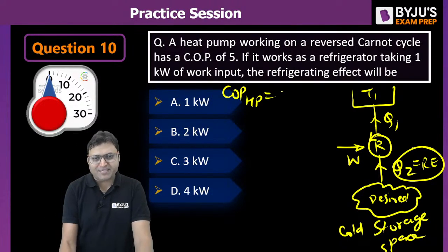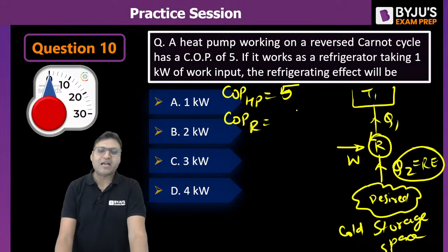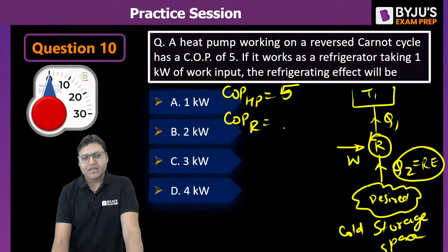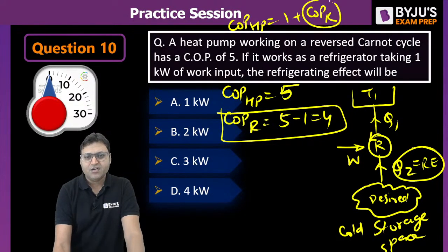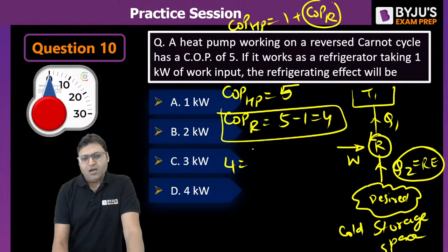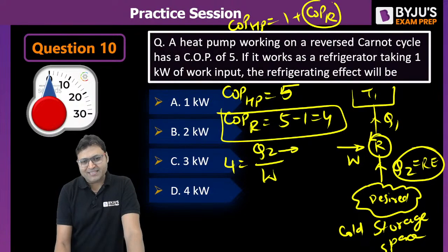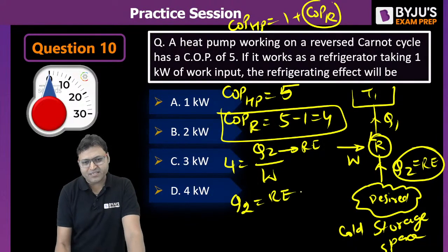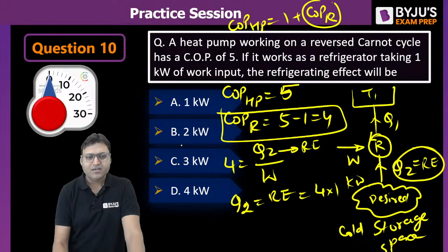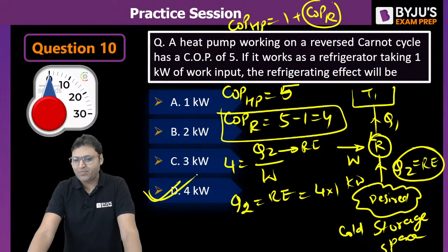COP for the heat pump is given as 5. So can we find out the COP for the refrigerator for the same input and output conditions? If it would have been a refrigerator, then it would have been 5 minus 1, that is equal to 4, isn't it? We have discussed previously COP of heat pump is equal to 1 plus COP for refrigerator. We can find out the COP for the refrigerator, that is 4, which is equal to Q2 upon W, that is the refrigeration effect. What is work input? That is 1 kilowatt. So Q2, that is equal to refrigeration effect, is equal to 4 into 1 kilowatt. The answer will be option D. D will be the answer for this one.